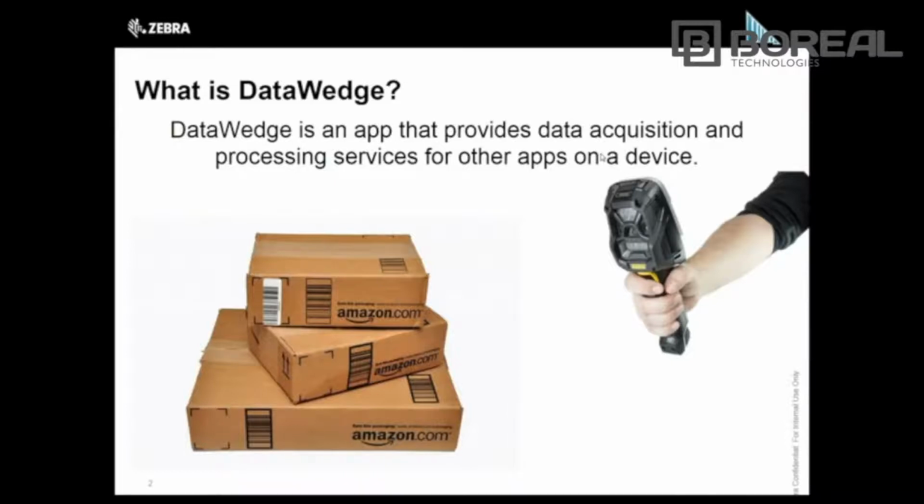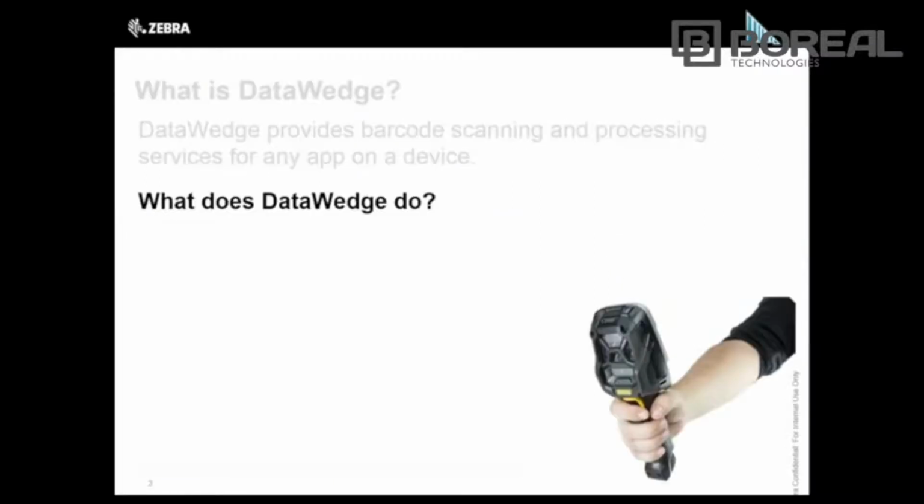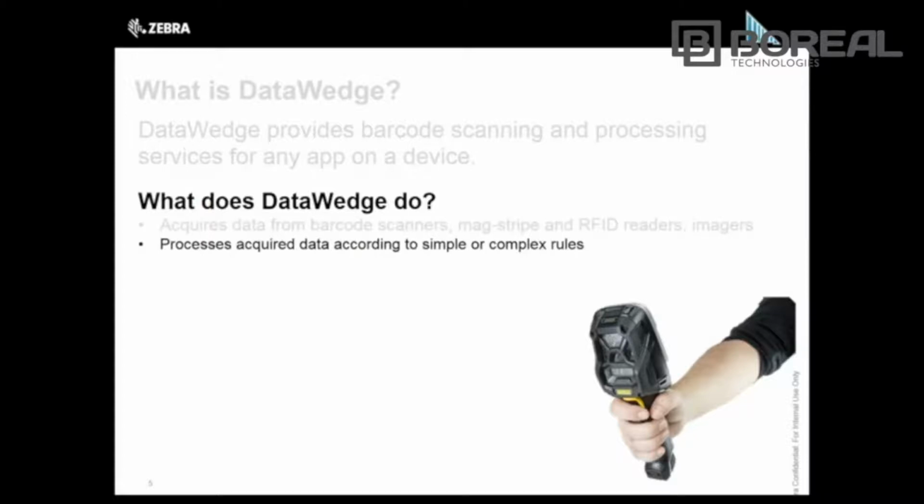So Datawedge is an app on a Zebra device that provides data acquisition and processing services for other apps on the device. Exactly what it does is it acquires data from whatever devices are connected or installed in the device. It can be a barcode scanner, magstripe reader, RFID reader, imager, whatever. And then it processes the data according to simple or complex rules.